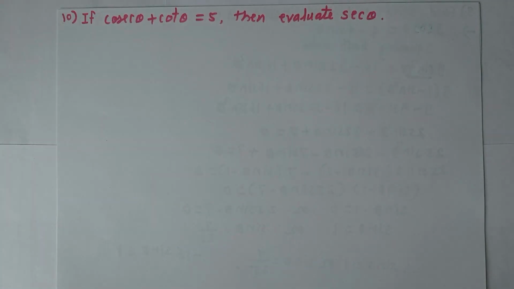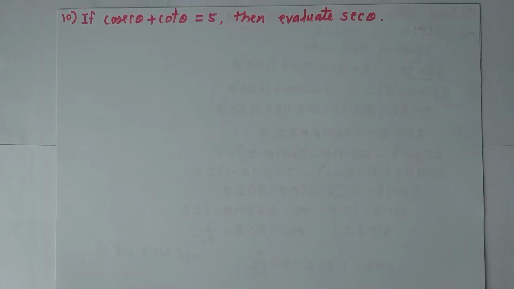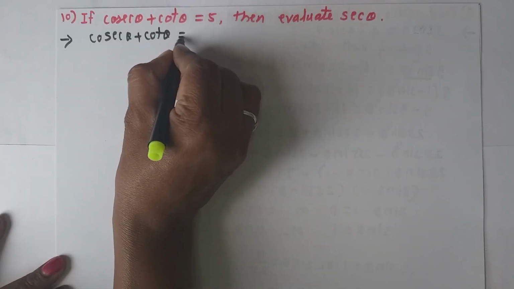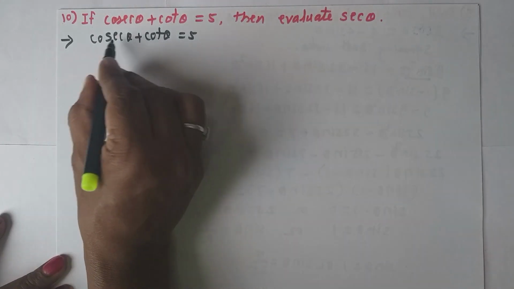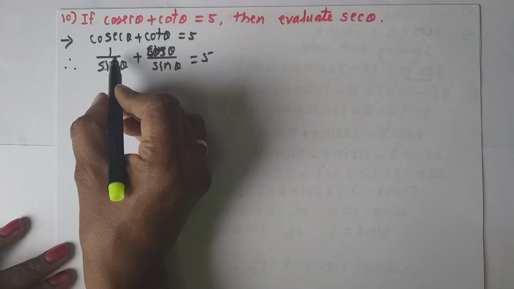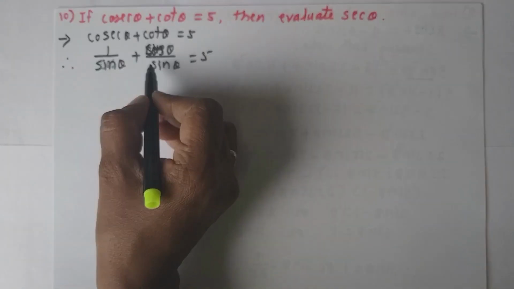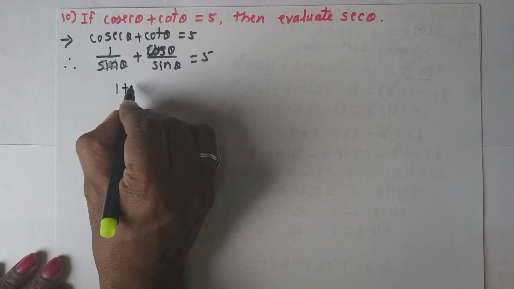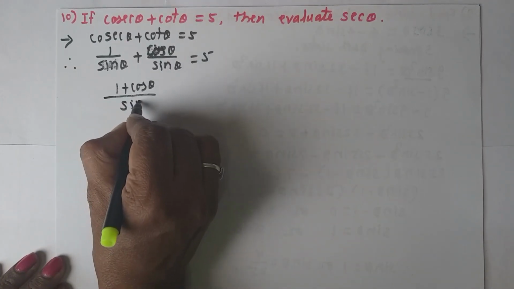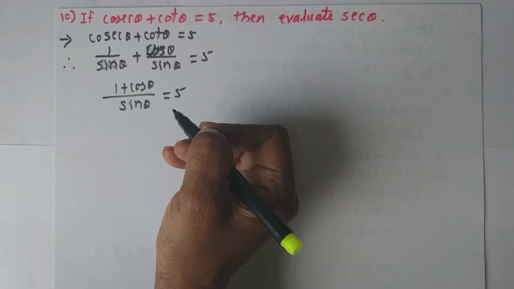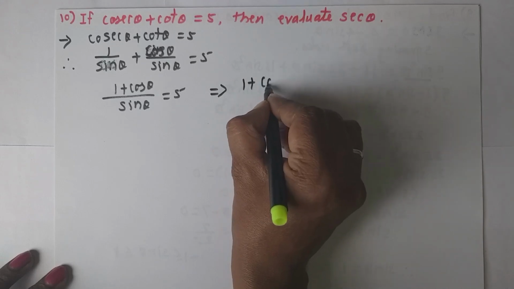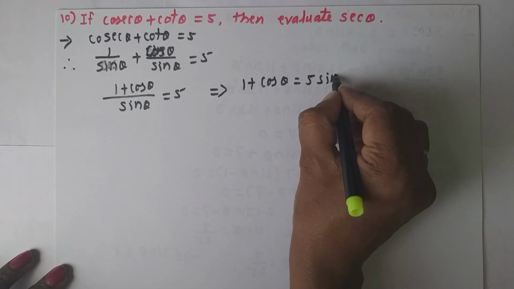See the next example. If cosec theta plus cot theta is equal to 5, then evaluate sec theta. Here we have to find sec theta. Therefore first you write down this equation as it is, and I will transfer this equation into sin and cos. Therefore here cosec theta means 1 upon sin theta, cot theta means cos theta divided by sin theta. Now you take the LCM. 1 plus cos theta divided by sin theta is equal to 5. Okay. Now after simplification, this will be 1 plus cos theta is equal to 5 sin theta.